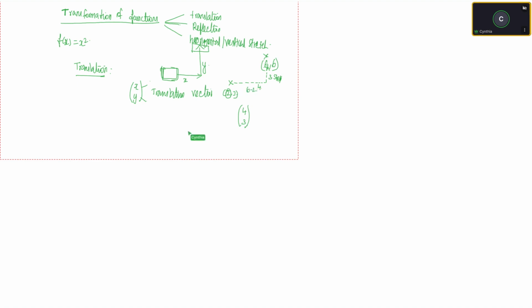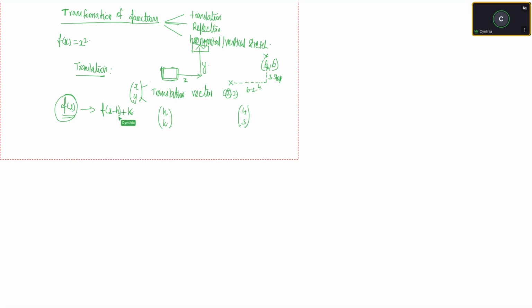Okay. So how do you represent this in the function? Suppose there is a graph f of x. It can be any graph. Okay, f of x. So if this graph undergoes a translation, let me not say x and y, we can say h, k. Okay. So what happens is f of x will become f of x minus h plus k.